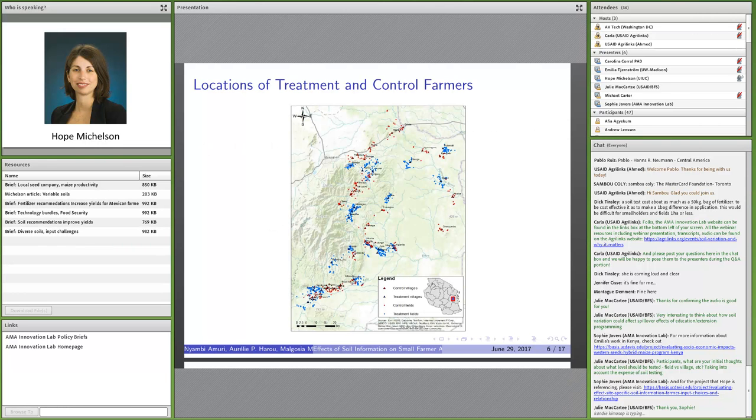This is where our farmers are located. The blue dots are treatment fields, our treatment farmers, and the red dots are control fields. As I said, we're in eastern Tanzania in the Morogoro region, and you can see the nice coincident coverage of the treatment and control groups.